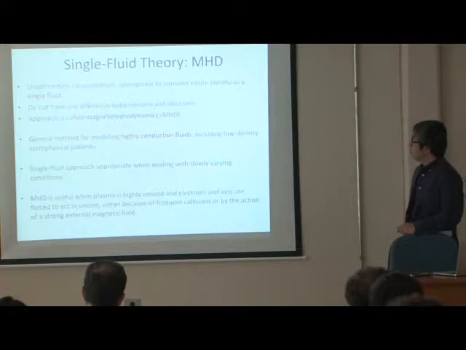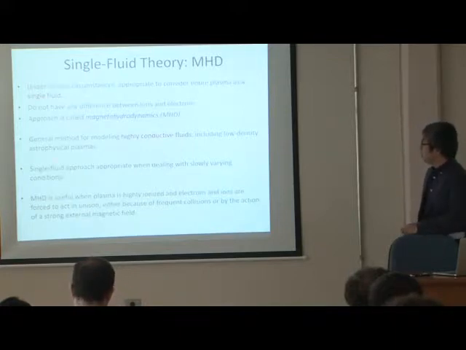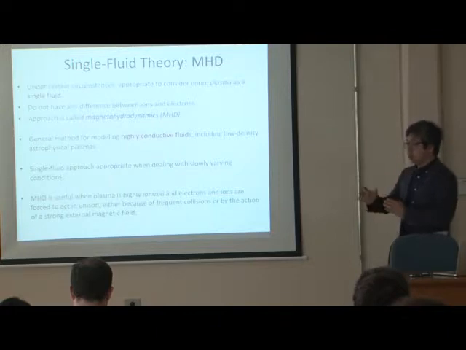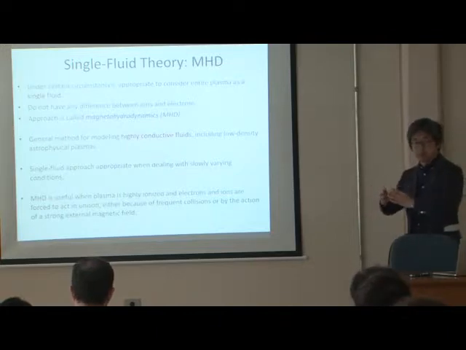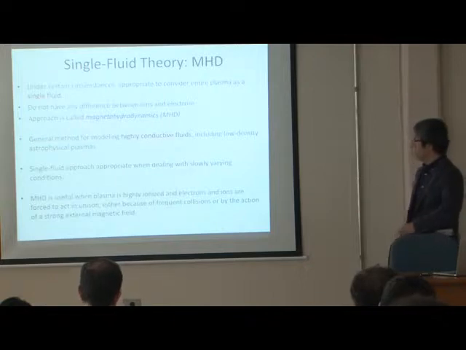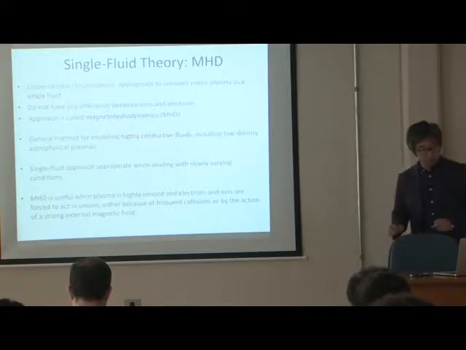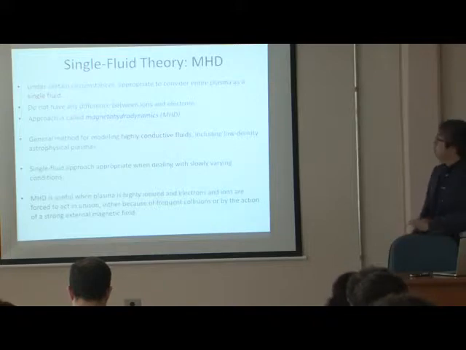The general method for this modeling is for a highly conductive fluid, including low density astrophysical plasma. We can apply this single fluid approach, and it is appropriate when dealing with slowly varying conditions, because it keeps the plasma structure over time. MHD is useful when the plasma is highly ionized and the electron and ion are forced to act in unison, either because of frequent collisions or by the action of a strong external magnetic field. So this is the single fluid theory.